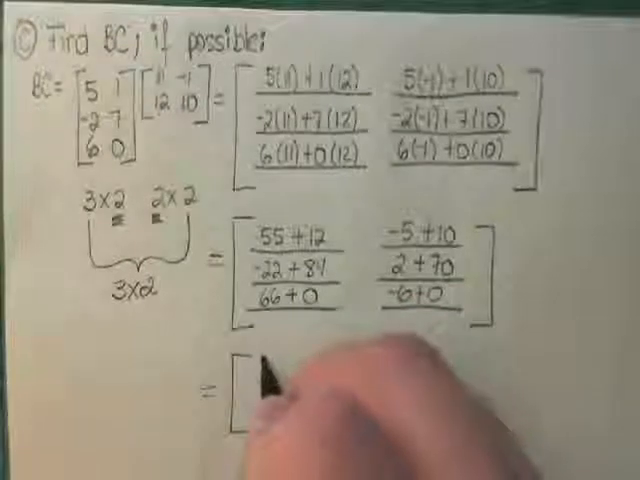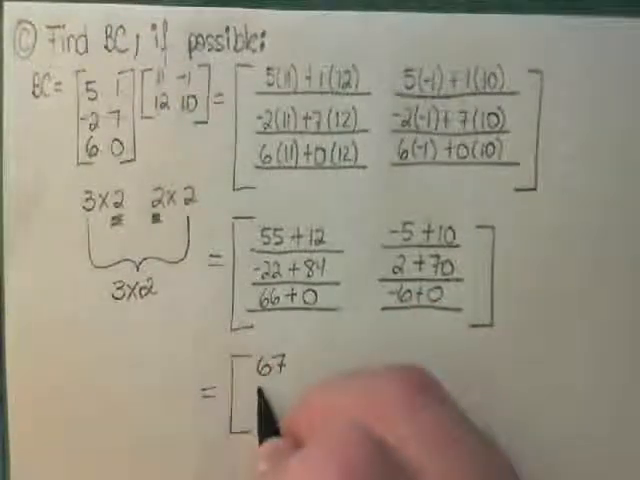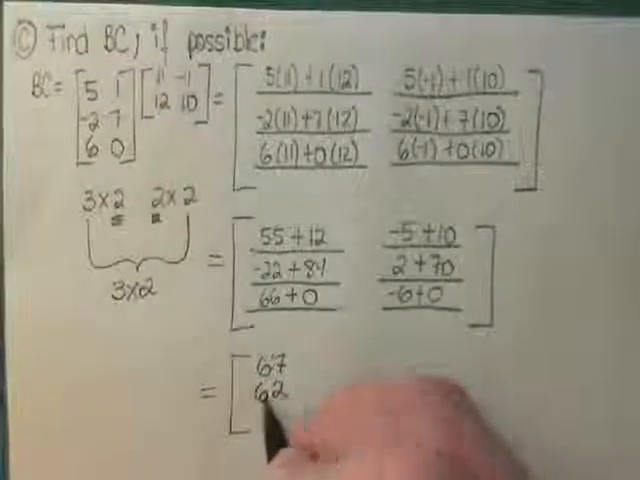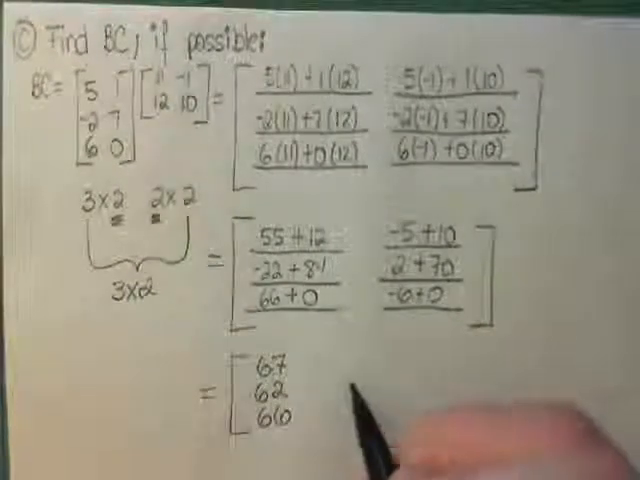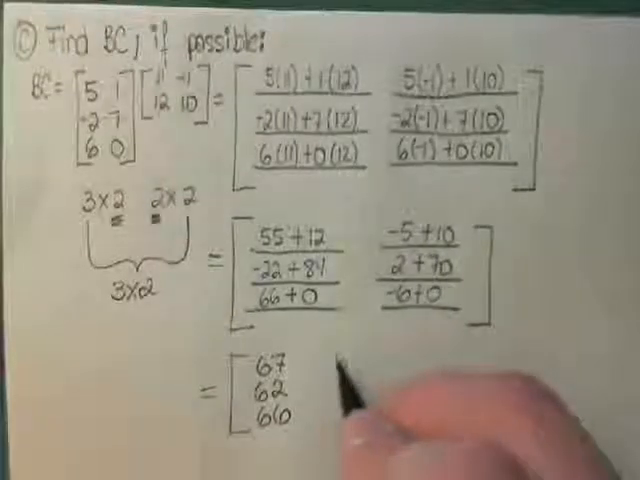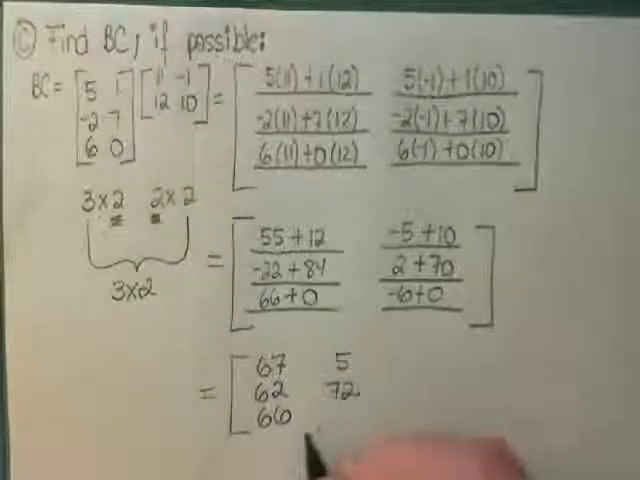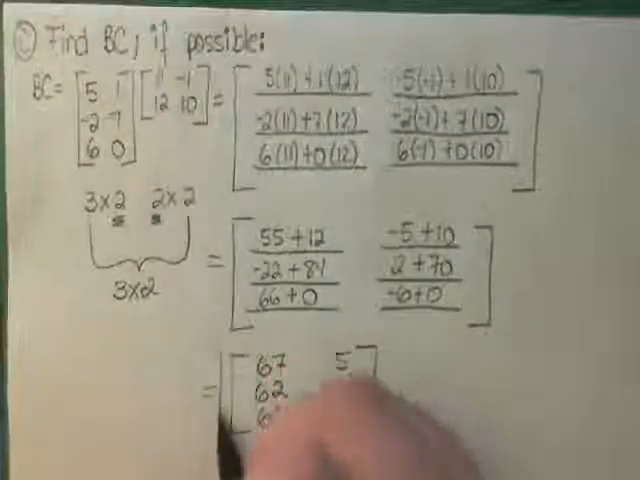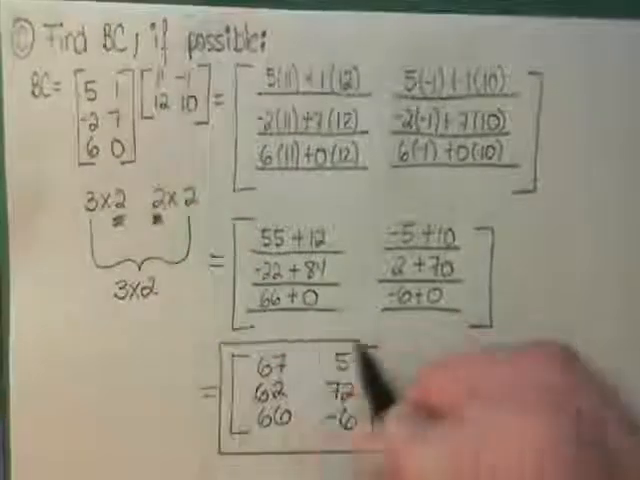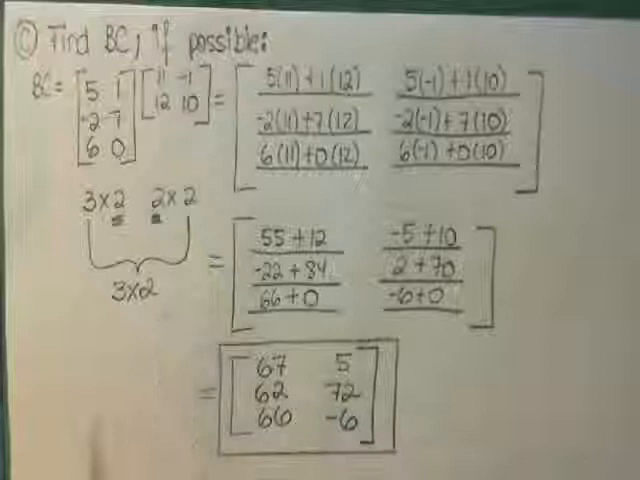55 plus 12 is 67. This negative 22 plus 84 is 62. And 66 plus 0 is 66. Negative 5 plus 10 is 5. 2 plus 70 is 72. And the final one is negative 6. And as you can see, we have a 3 by 2 matrix as our answer, just like we predicted.